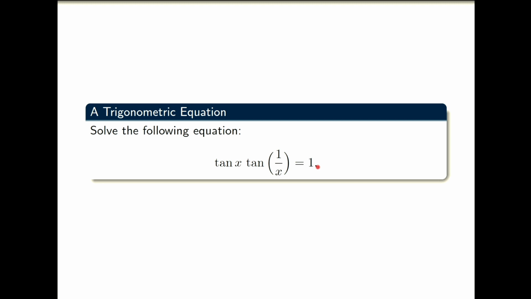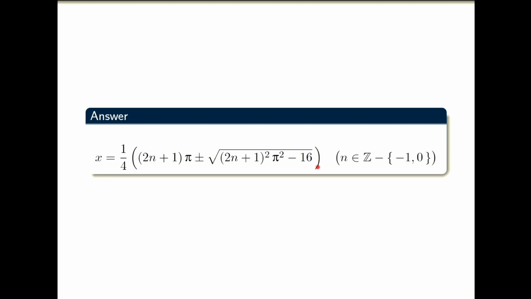If you do it correctly, the answer that you will get at the end is x equals 1 over 4, (2n plus 1) times pi plus or minus the square root of (2n plus 1) squared times pi squared minus 16, where n is an integer, except minus 1 and 0.